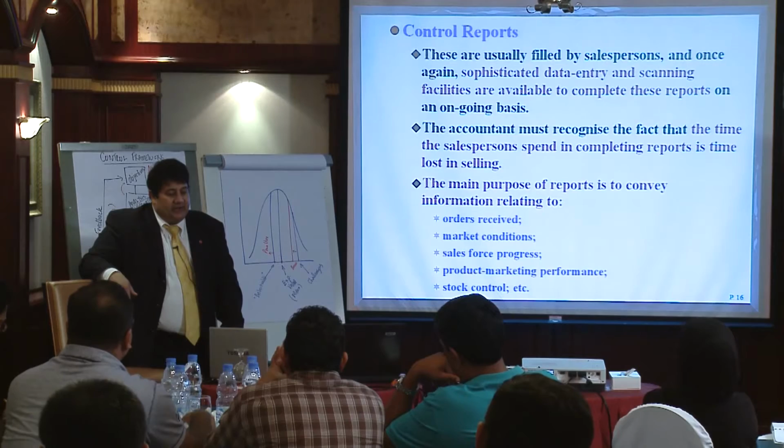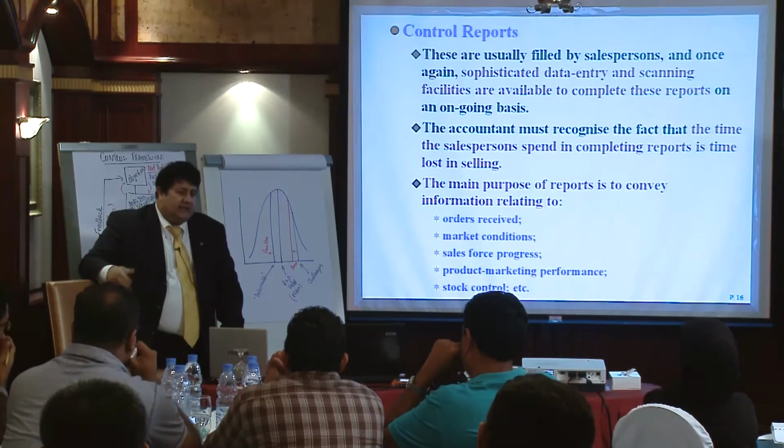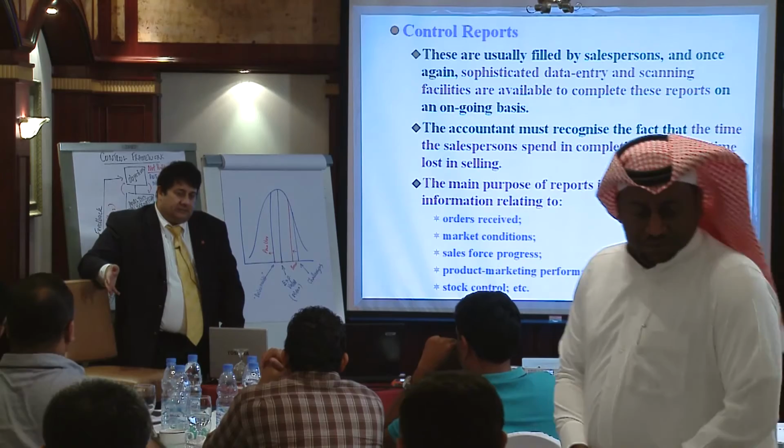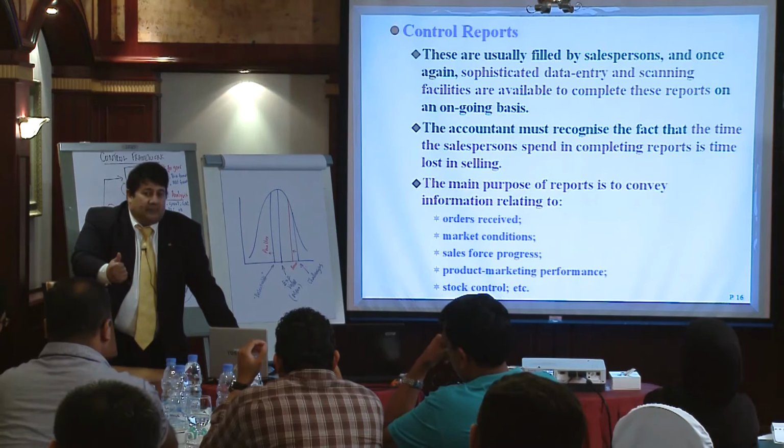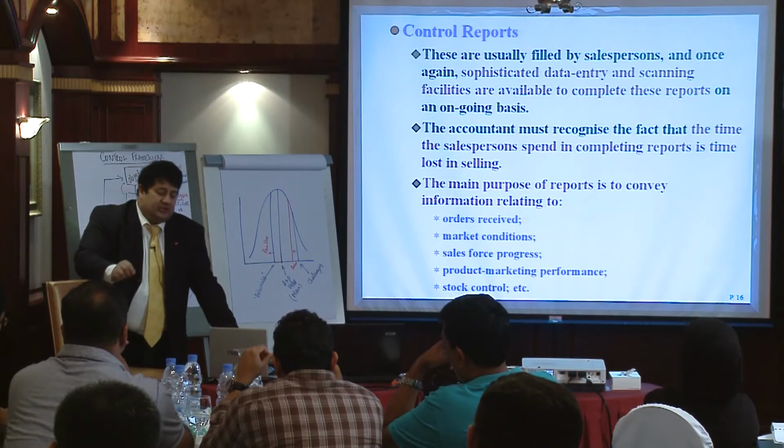In fact, these days it's hardly anything that the salesman needs to write, because why? The car would have a GPS system, and the GPS system would know exactly what customer they stayed at. It would also be able to say the average time they spent with that customer, and take a lot of that information. All the salesman has to do is just click what the sale is, and everything else is done automatically.